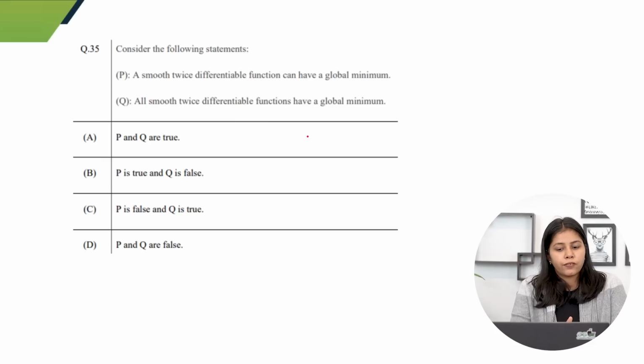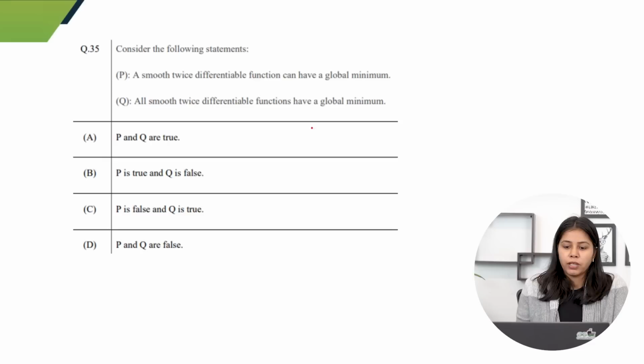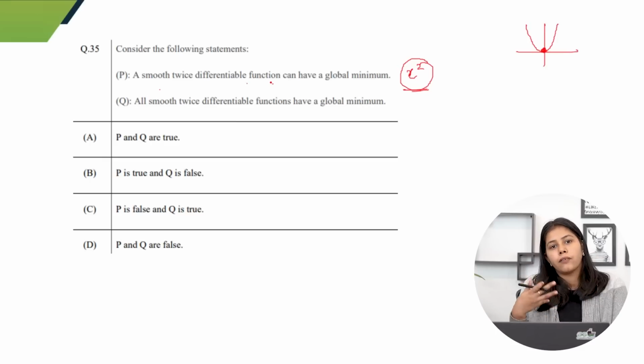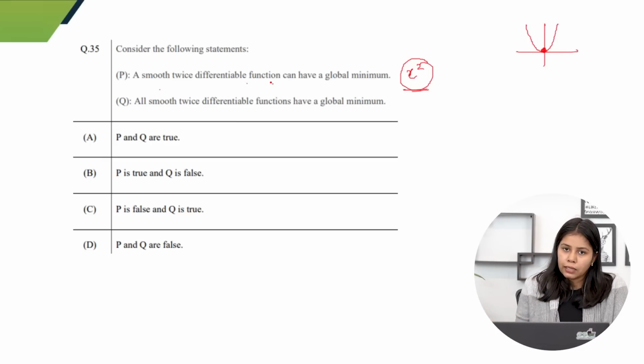So a smooth twice differentiable function can have a global minimum, right? That can be true. If I take x square, this is a smooth, twice differentiable function, and we know that it has a minima at x equals 0, a global minimum. This I'll consider as my global minimum. So they are saying that a smooth twice differentiable function can have a global minimum. That is true. P is true.